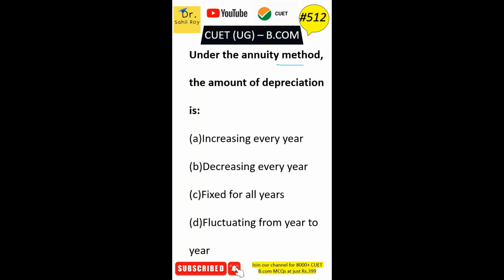Under the annuity method, the amount of depreciation is dash. Option A, increasing every year. Option B, decreasing every year. Option C, fixed for all years. Option D, fluctuating from year to year.